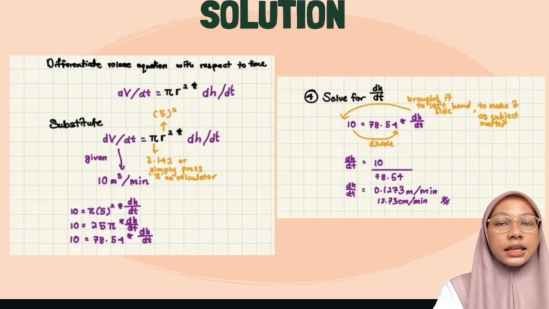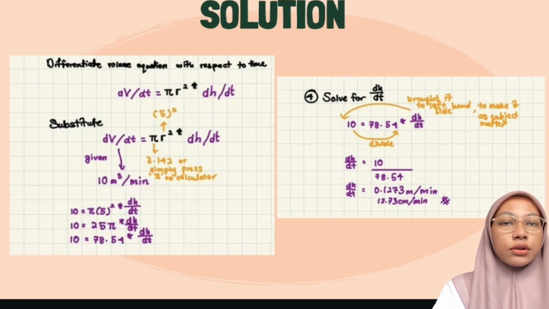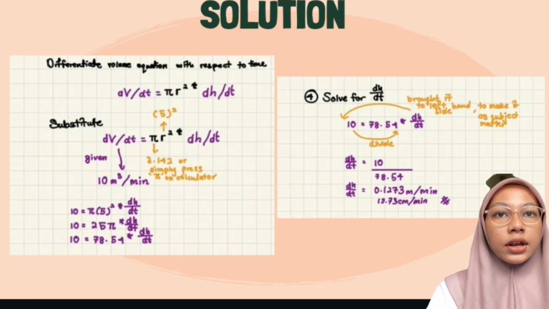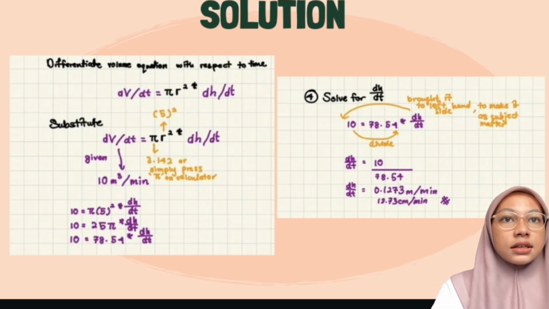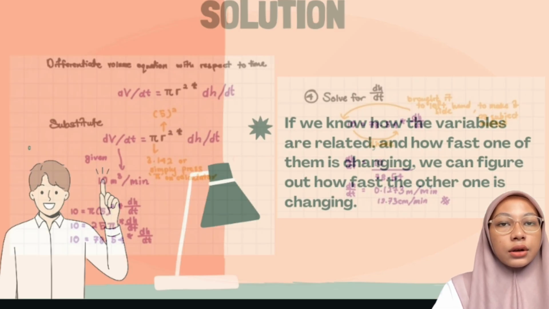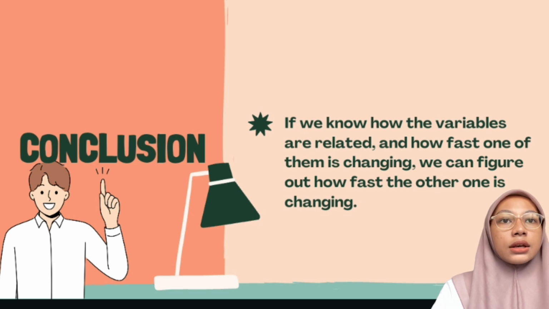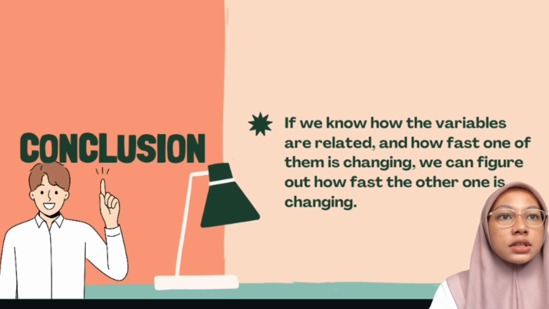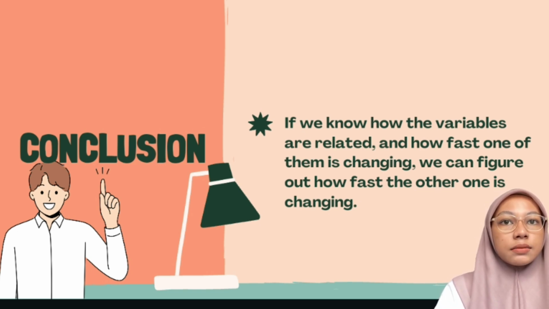Lastly, we solve for dh over dt, where we make dh over dt the subject by swapping the position in the equation of 10 equals 78.54 times dh over dt. It will be dh over dt equals 10 divided by 78.54. We will get the answer, which is 0.1273 meters per minute. Therefore, when the water is 3 meters deep, the water level is rising at approximately 0.1273 meters per minute.